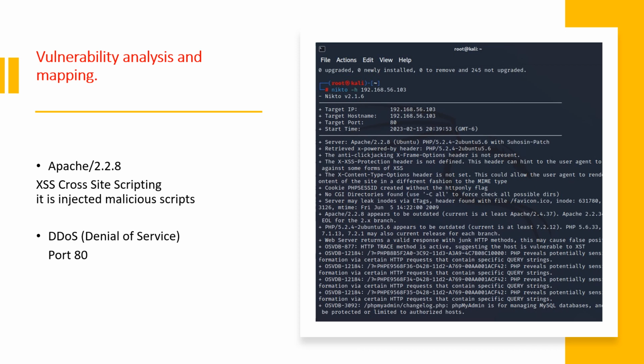The first one is target port 80, which is a denial of service. And the second thing, Apache 2.2.8, which is XSS, cross-site scripting. It is injecting a malicious script that leads to a vulnerability or malicious attack.